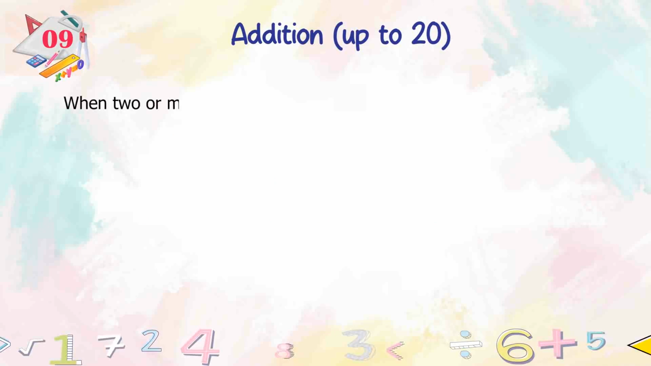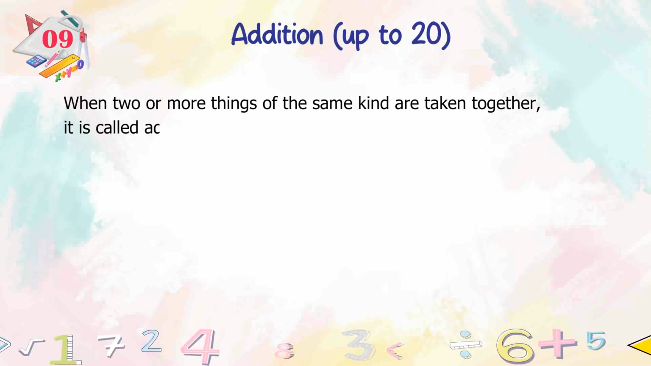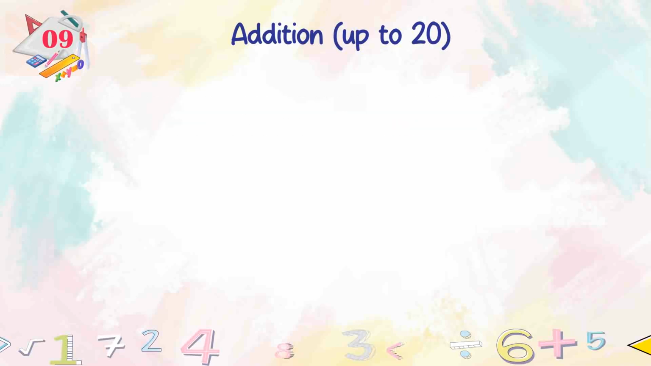Chapter 9. Addition, up to 20. When 2 or more things of the same kind are taken together, it is called addition. The result is known as sum.